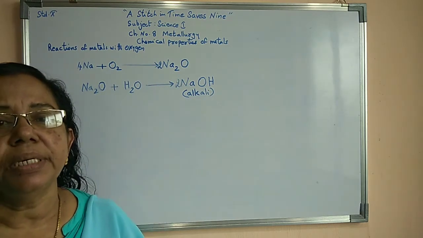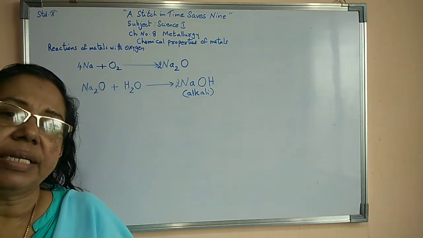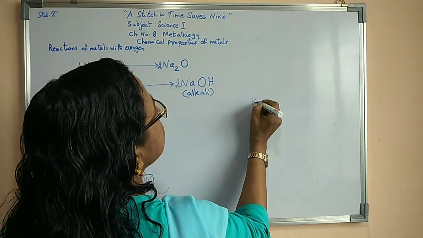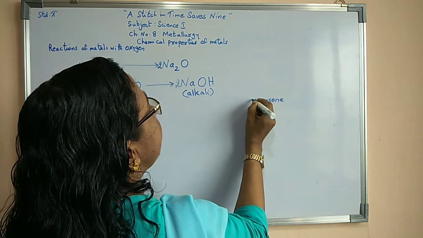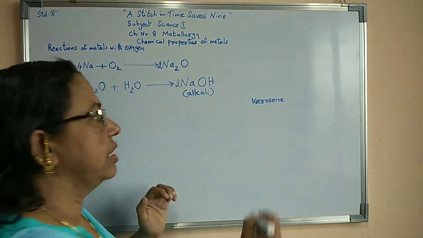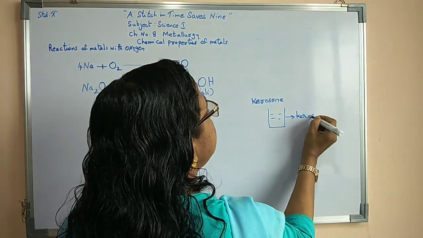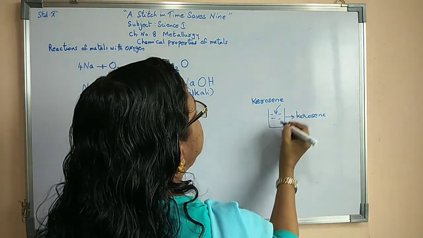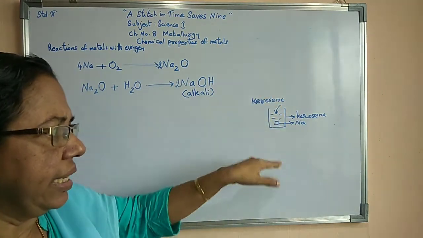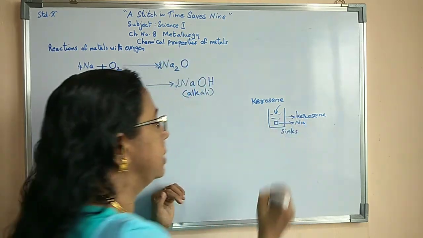Now what is the specialty of sodium? If it is kept open at room temperature, immediately it catches fire. Because of that, we keep sodium metal inside kerosene. Why? Suppose you are taking kerosene in a beaker, just imagine this is kerosene. Now, if you put a piece of sodium, Na means sodium, immediately it sinks inside. Sinks means sodium metal goes inside the kerosene.